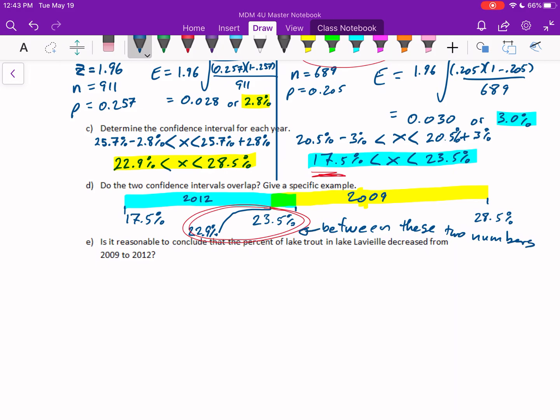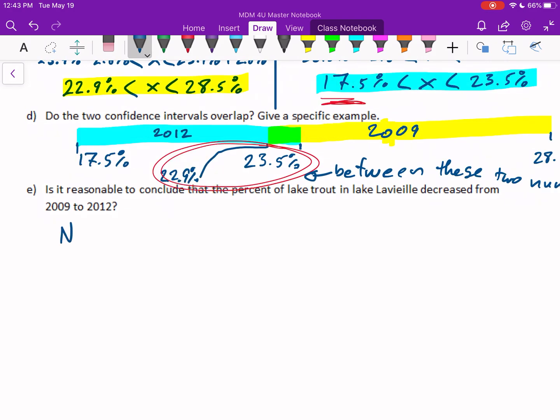Is it reasonable to conclude that the percent of lake trout has decreased from 2009 to 2012? It's possible, but no, we don't have to make that assumption. Because of the overlap, it's quite possible that the amount of lake trout has always been in the 23% range, and therefore it's been remaining stable.